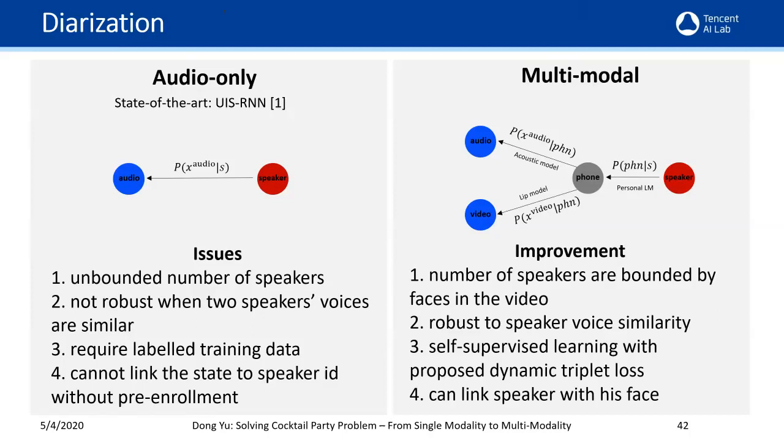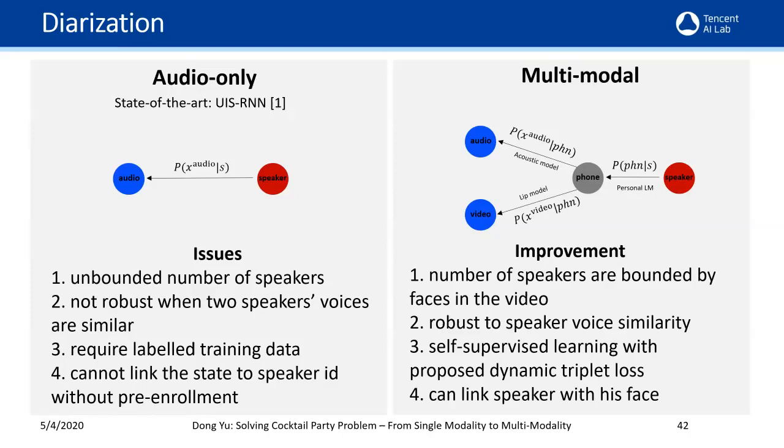First, in UIS-RNN, the hypothesis would include an unbounded number of possible speakers. In the multimodal system, the number of speakers can be determined by the face detector. Second, the audio-only system has difficulty identifying two speakers with similar voices, while this can be easily solved with facial information in the multimodal system.